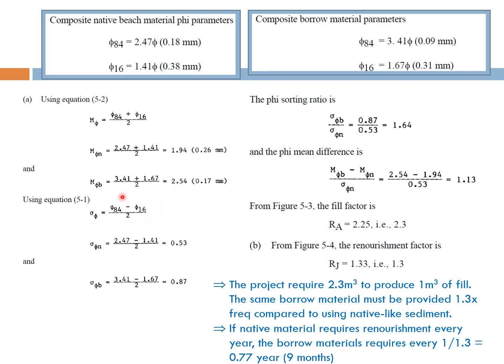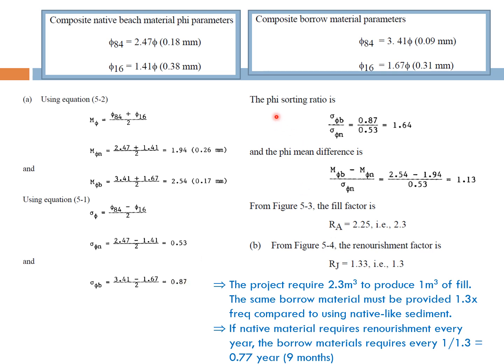Next, we determine the sorting property, which is sigma, and we get the sigma value for the native as 0.53 and the sigma value for the borrow as 0.87. Here the sigma value of the borrow is larger, meaning that the borrow material is poorly sorted. It has a broader range. So not only the borrow material has a smaller size, it also has a broader range of size, which suggests at this stage that the borrow material is not very ideal. However, let's proceed from here.